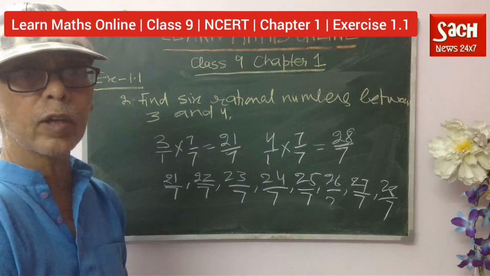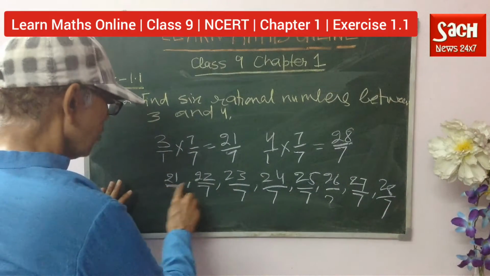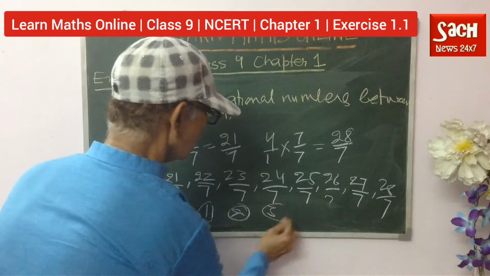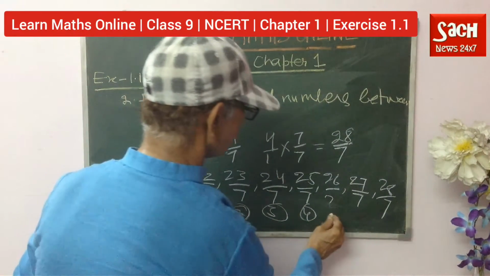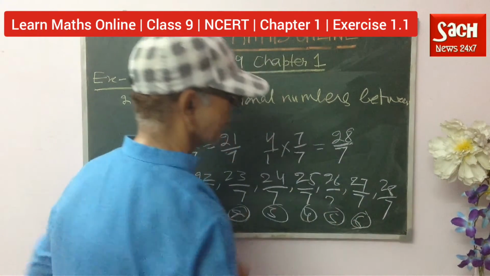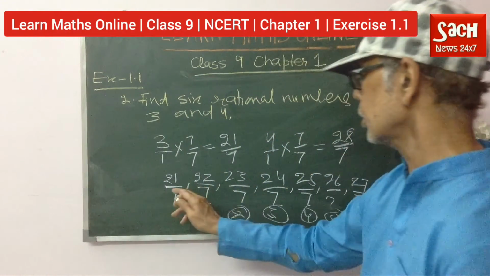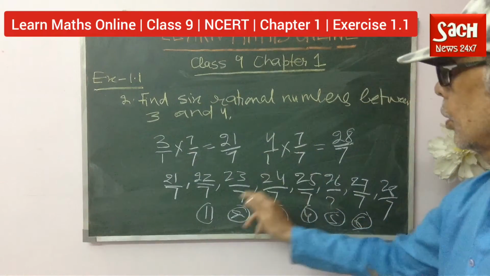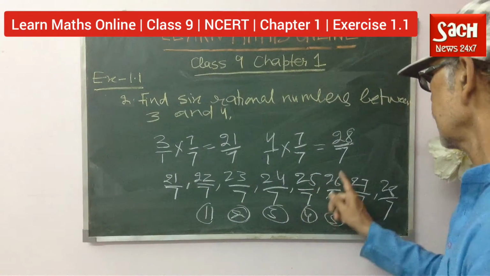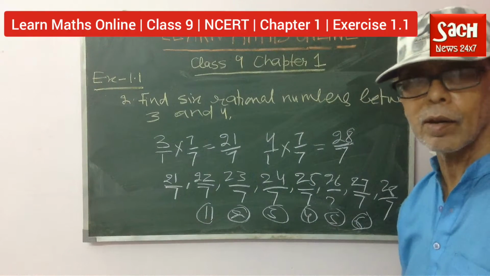So how many numbers do we want to find? 6 numbers. But let's see how many we have found. 21 by 7, 22 by 7, one number, second, third, fourth is 25 by 7, fifth is 26 by 7 and sixth is 27 by 7. We have found 6 numbers between 3 and 4: 22 by 7, 23 by 7, 24 by 7, 25 by 7, 26 by 7 and 27 by 7. Is it very simple?